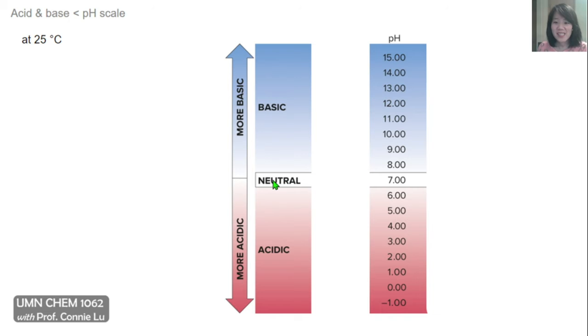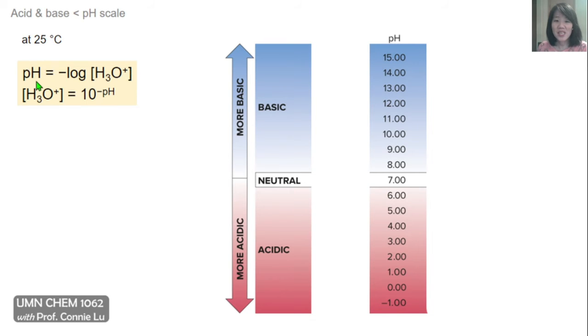What's most important is that pH of 7 is the neutral line that divides acidic from basic solutions. And acidic solutions have low pH values below 7, whereas basic solutions have pH values greater than 7. And strong bases have pH values closer to 14, while strong acids have pH values closer to 0.